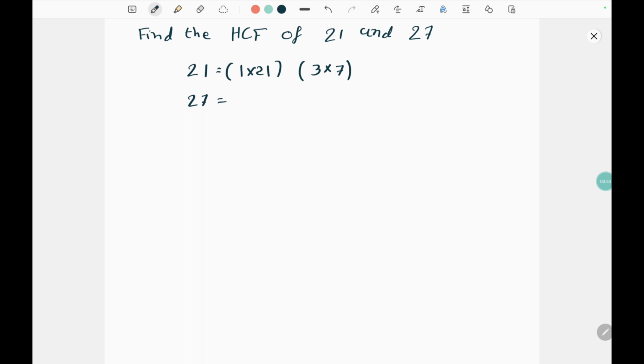4 is not a factor of 21. 5 is not a factor of 21. 6 is not a factor of 21, and 7 we already got. So we are done with the factor list of 21.